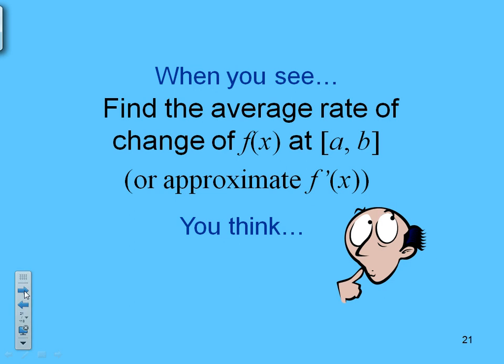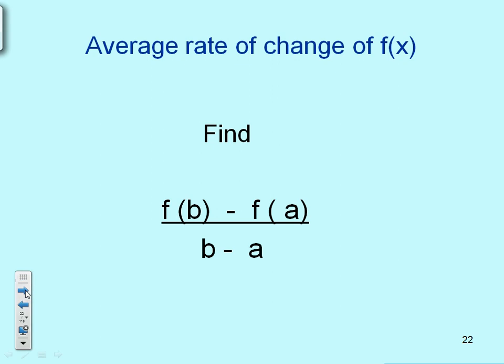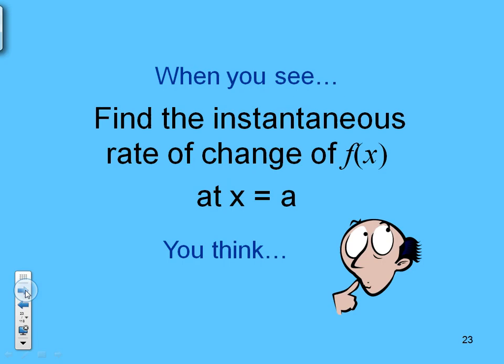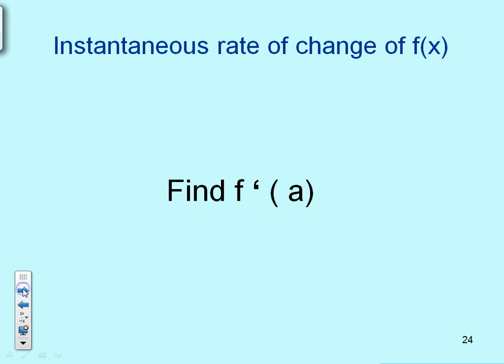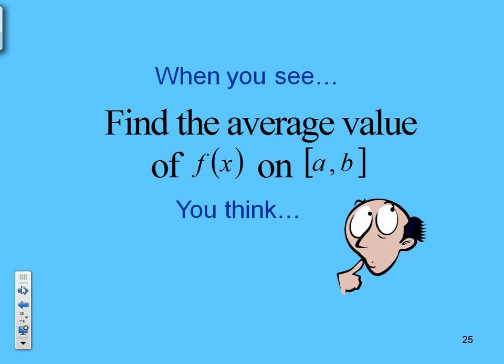First, average rate of change. It's the slope of the line, or f of b minus f of a over b minus a. Instantaneous, oh, that's easy. How about average value of a function? 1 over b minus a, integral from a to b of f of x dx.